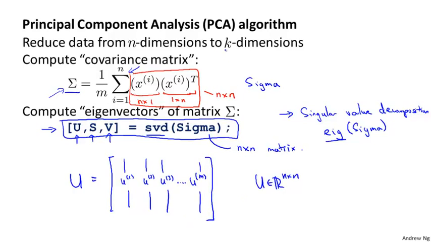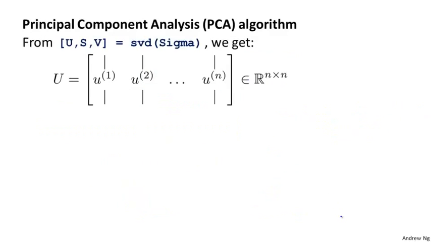And if we want to reduce the data from n dimensions down to k dimensions, then what we need to do is just take the first k vectors. And that will give us u1 up to uk, which are the k directions onto which we want to project the data. So to describe the rest of the procedure from this SVD numerical linear algebra routine, we get this matrix U, and I'm going to call its columns u1 through un.